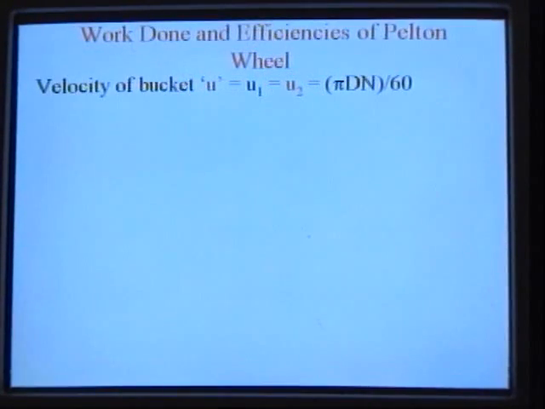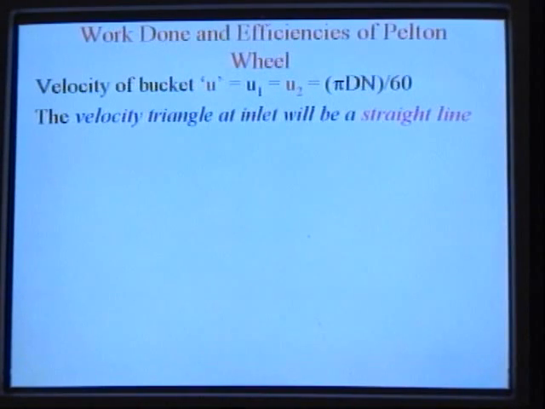Now the velocity of bucket u is equal to u1 and u2. u1 means the velocity of bucket at inlet and u2 is the velocity of bucket at outlet. Since the diameter of the runner is the same, the value will be the same, and whose value is equal to pi DN by 60.